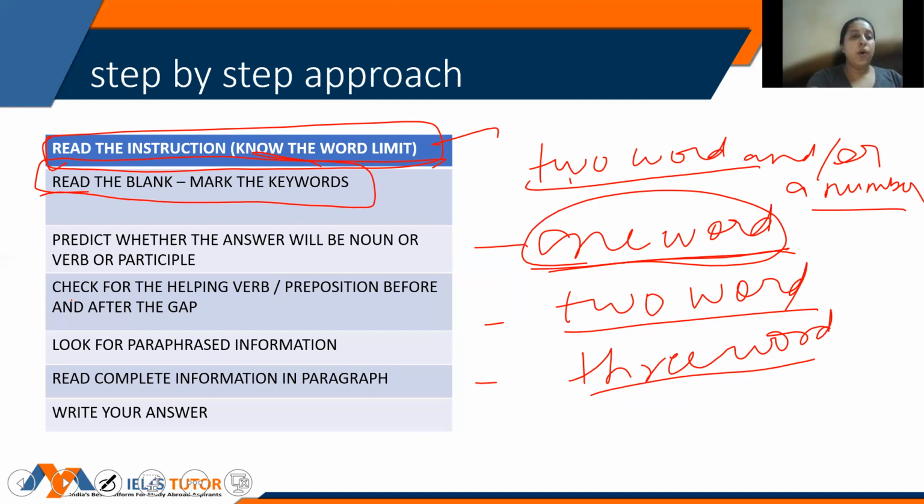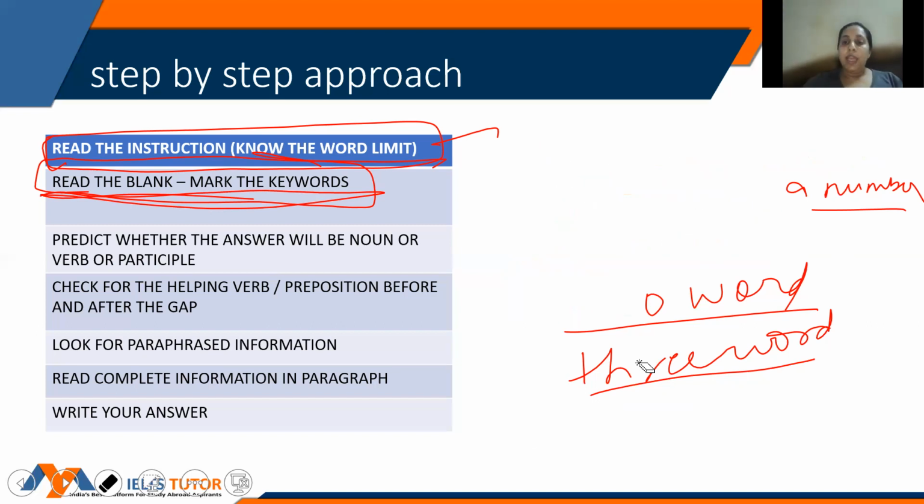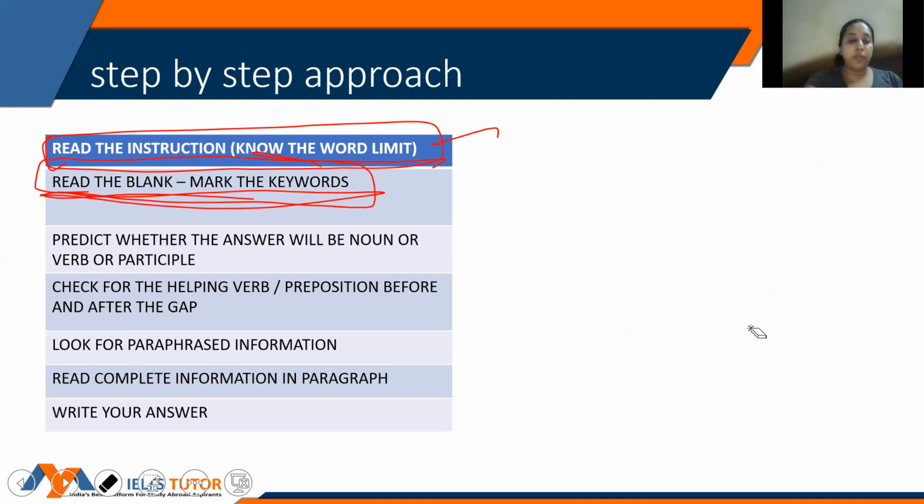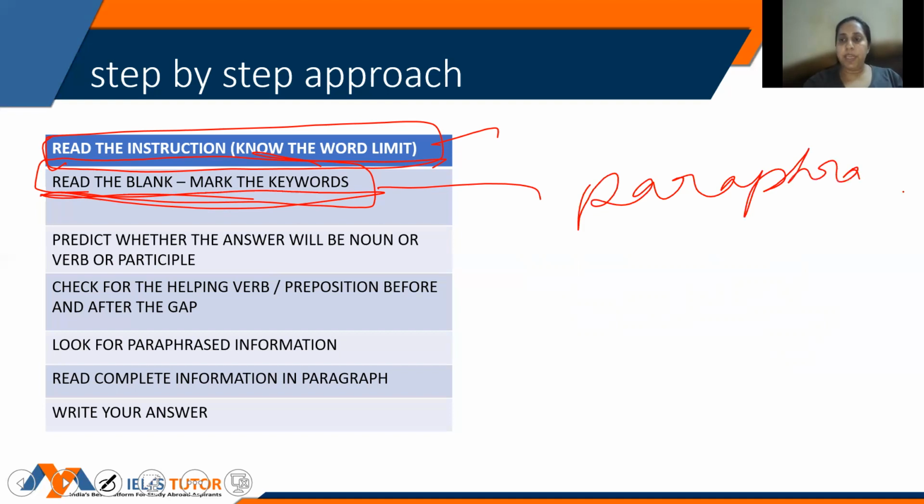Right? Now you have to read the blank and mark the keyword. We have discussed that marking keyword is very important. Keywords play a very important role. In blanks also you have to mark the important words. और यही keywords आपका blanks में ज़्यादातर never, very rare the direct words are given. Right? Most of the time the information will be paraphrased. Information will be paraphrased. So you have to look for the paraphrased information in the question, right?